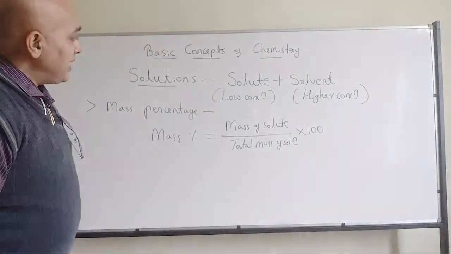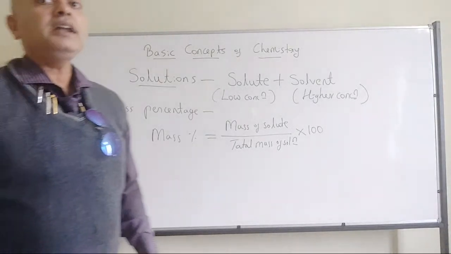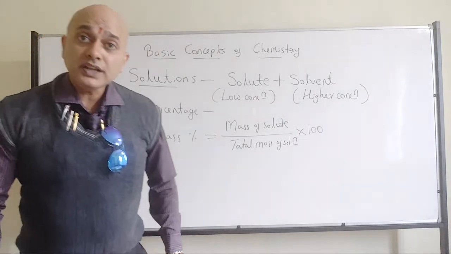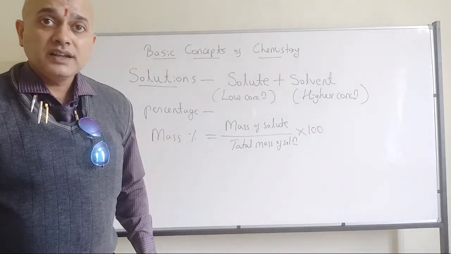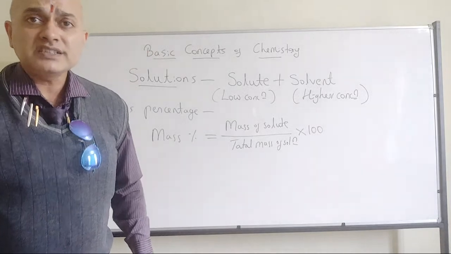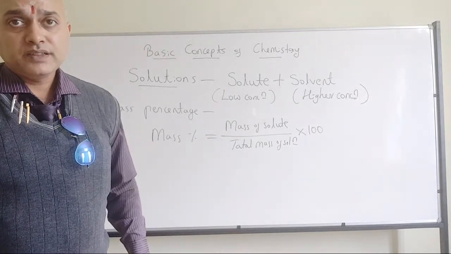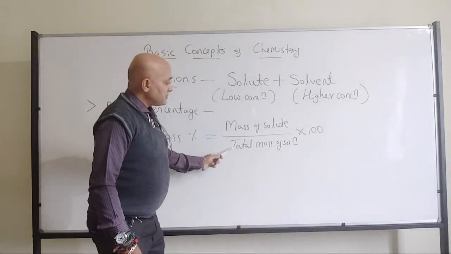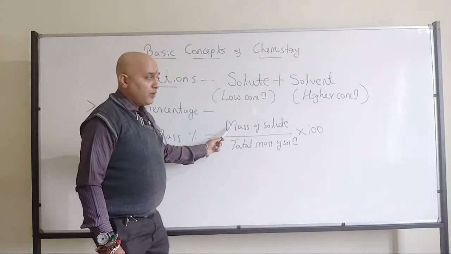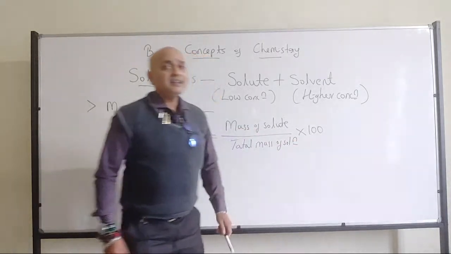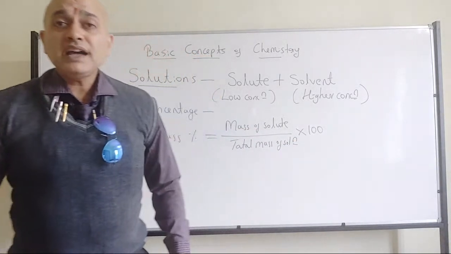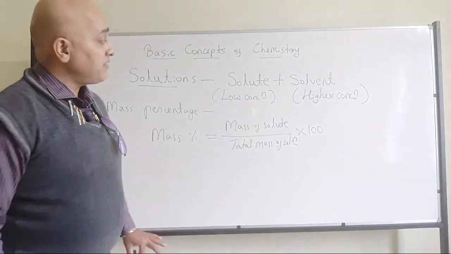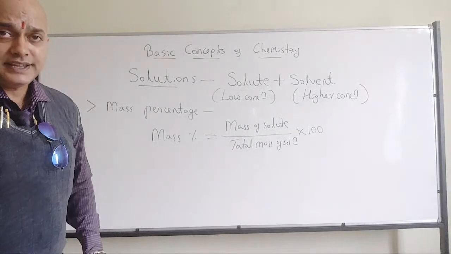So what do you mean by mass percentage? It is nothing but mass of a given solute with respect to total mass of the solution multiplied by 100, or it's related to 100. So what I mean to tell here is, for this much mass of the compound, how much will be for 100 gram? That's where it is related to percentage, since it is 100. So that's where we have the mass percentage.